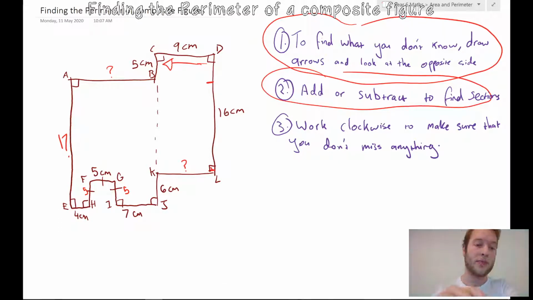For an easier one to work out, let's try A to B. So, actually no, the easiest one to work out would be this K to L, because all we have to do is look opposite, and I don't need to draw any arrows because the opposite is 9.